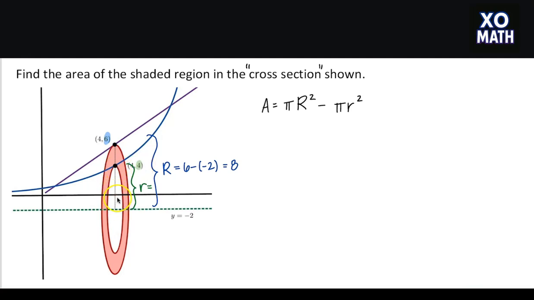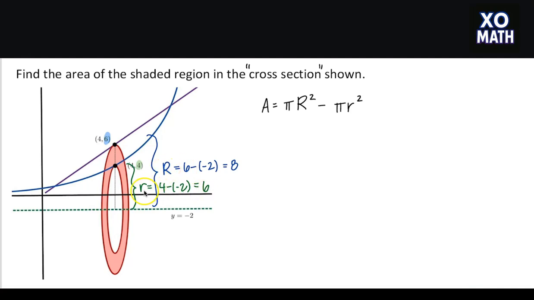And again, this little gap is 2 units, right? From 0 down here to -2 is 2. So this total distance is 6. But how could we get that? We can do 4 minus -2, which would give you 6. So we can essentially always do this top y value, this bigger y value, minus this smaller y value. So minus a negative gives us a positive.